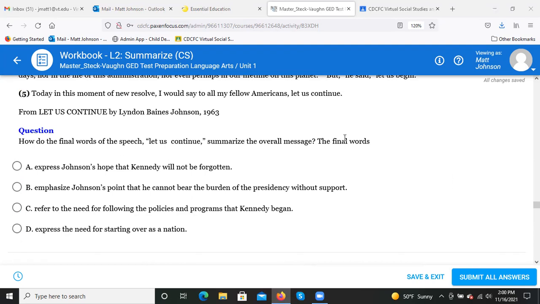Okay. And then how do the final words of the speech, let us continue, summarize the overall message? A, express Johnson's hope that Kennedy will not be forgotten. B, emphasize Johnson's point that he cannot bear the burden of the presidency without support. C, refer to the need for following the policies and programs that Kennedy began. Or D, express the need for starting over as a nation.